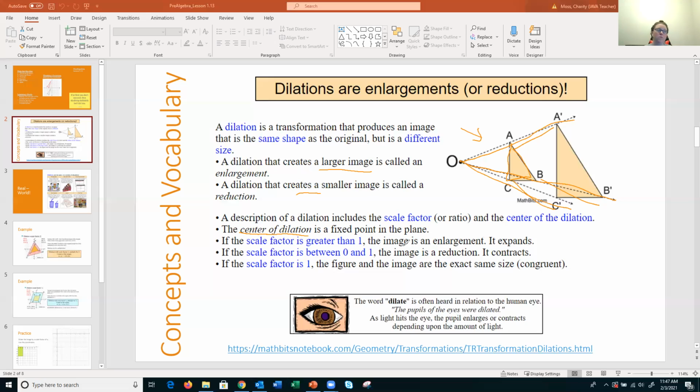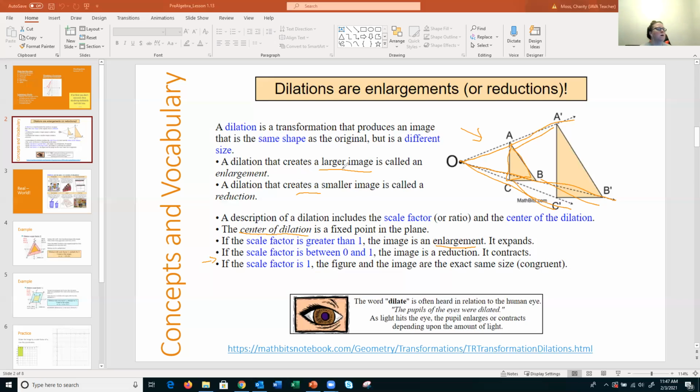A scale factor greater than 1 is an enlargement that expands. A scale factor between 0 and 1 is a reduction, it contracts. And if the scale factor is 1, the figure and the image are the exact same size. They're congruent. Okay? So honestly, in that case, if the scale factor is 1, it's not really a dilation because it's not getting any bigger or any smaller.